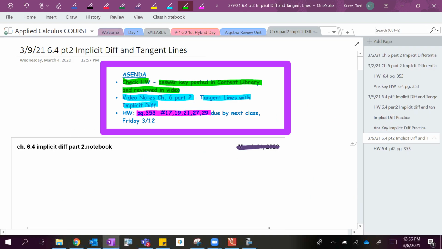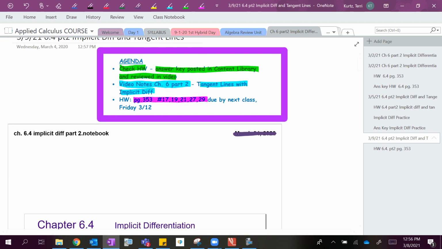Okay, so as I said, our notes today are actually, I hate to say the word easy because nothing in calculus is easy, but they're a little bit not as difficult as actually taking the implicit differentiation of a function. So anyway, let's just get started.